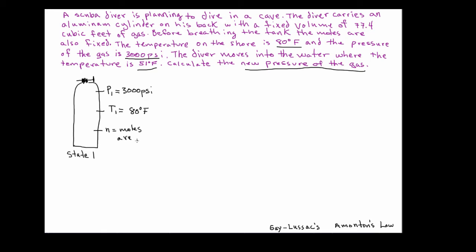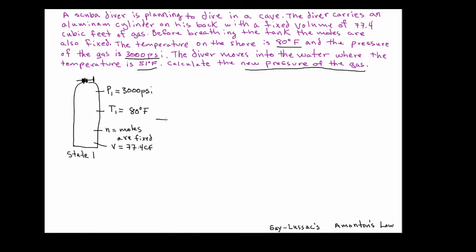And we're going to leave it that way. So we're going to enter the water, and we're not going to allow the diver to breathe off of the tank. That way it makes the problem easier because you don't have to worry about the fact that some of the air would have been used. And then the volume here is also fixed at 77.4 cubic feet, which happens to be the standard volume of gas in an aluminum cylinder.